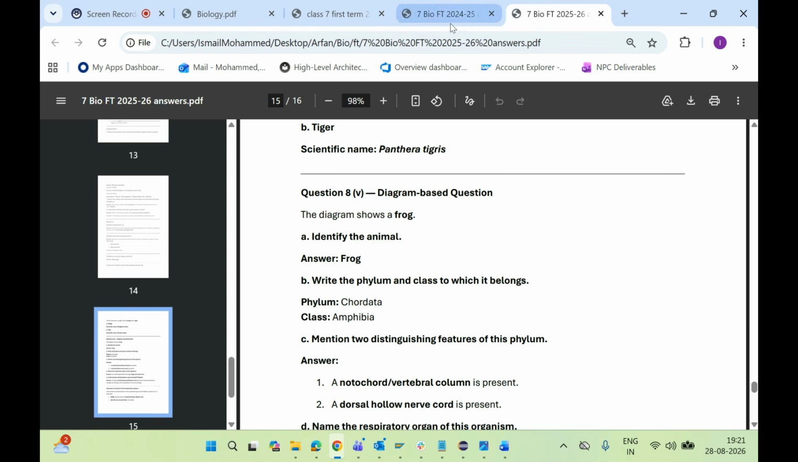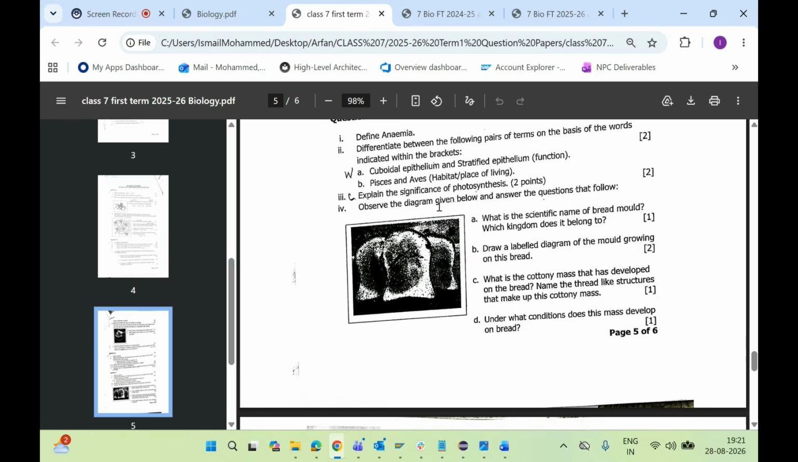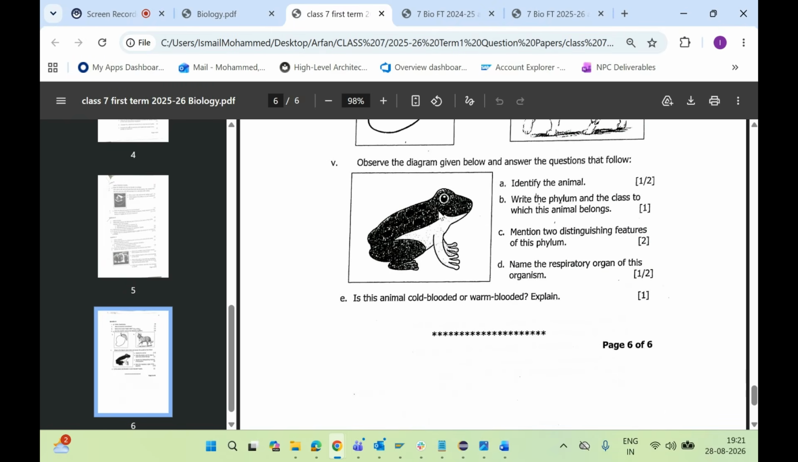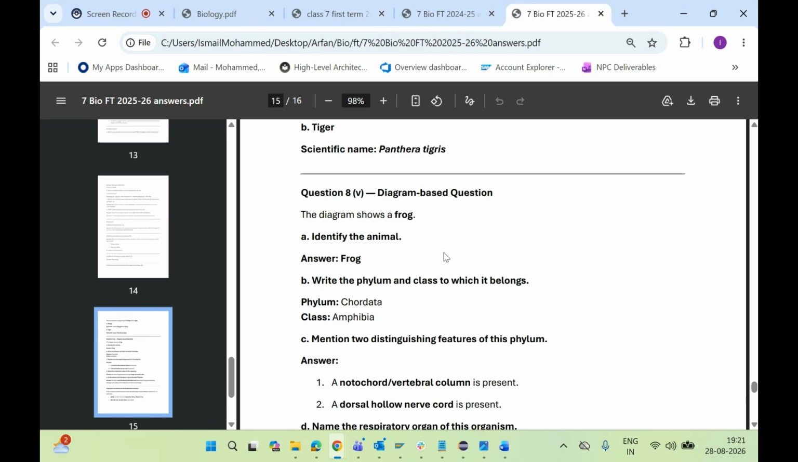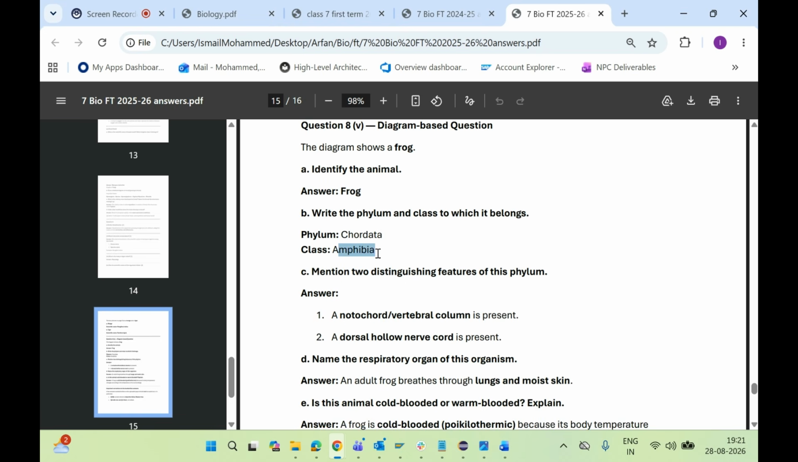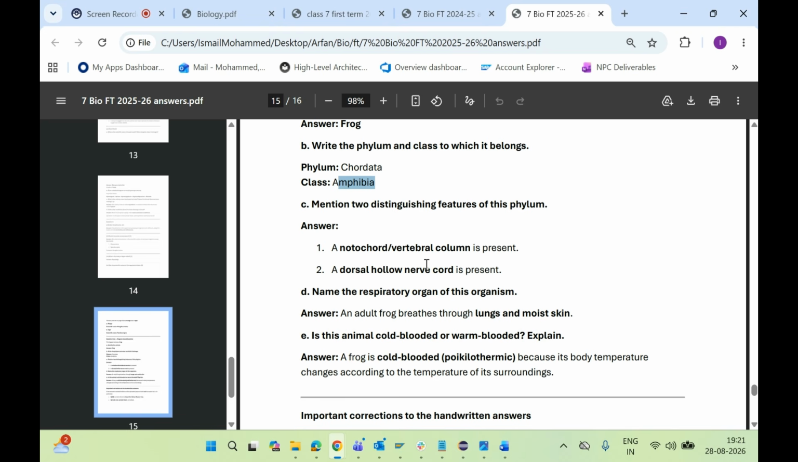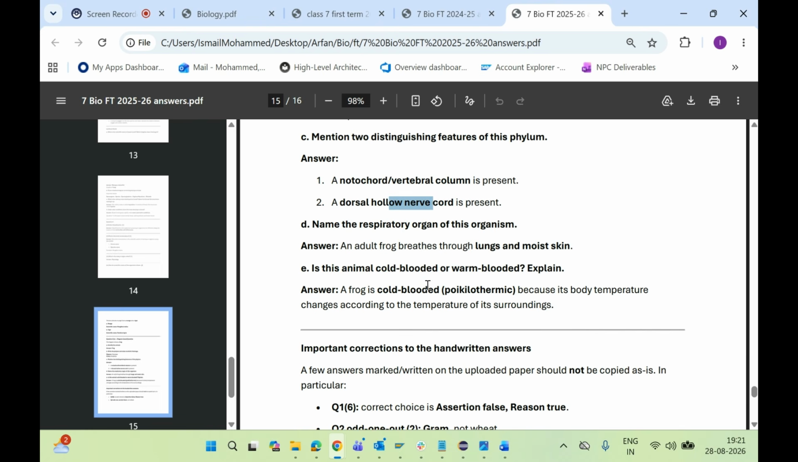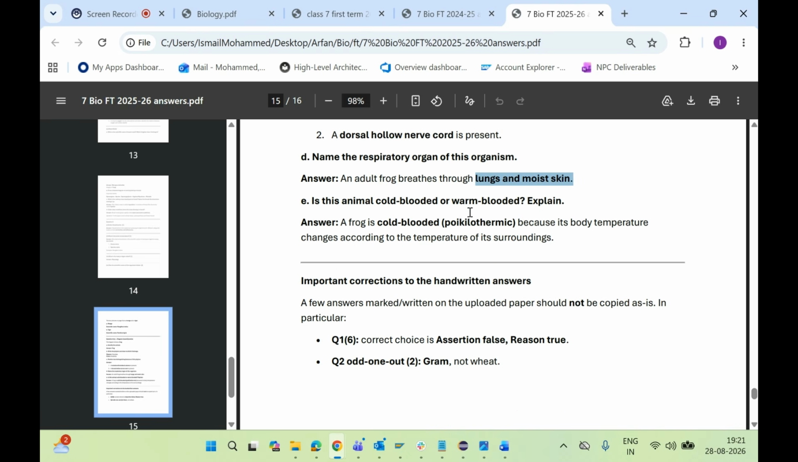So they have shown this diagram. This diagram is of a frog. So you can identify it easily. Frog, phylum and class. It belongs to Chordata, and the class is Amphibia, meaning it can live both on land and water. Two different features of this one. It has a vertebral column. It has a dorsal hollow nerve cord. Name the respiratory organs. It breathes through lungs and moist skin. Is this animal cold-blooded? Yes, it's a cold-blooded animal.